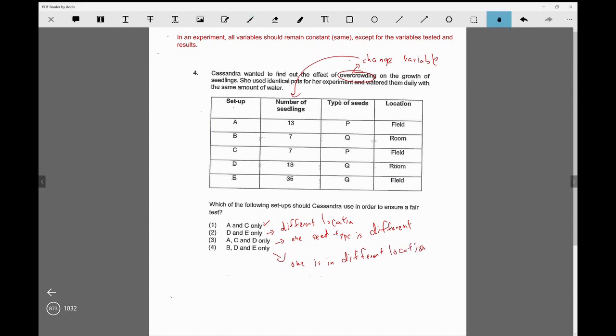Okay, like I said, whatever can change in an experiment is whatever you are testing. So since you are testing how overcrowding affects the growth, the number of seeds is what you should change. So you should only choose number 1.